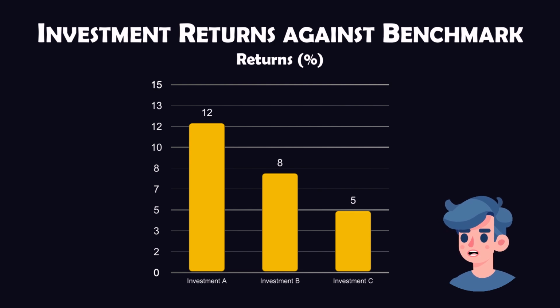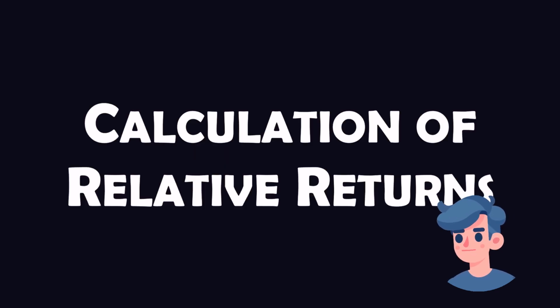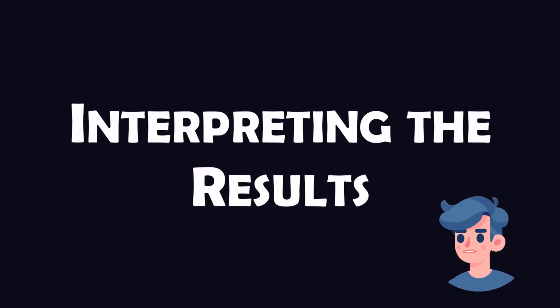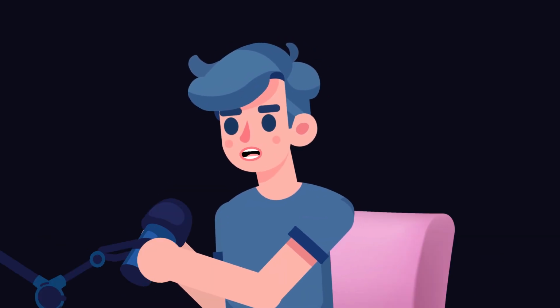Imagine we have three different investments: Investment A, Investment B, and Investment C. The returns are 12%, 8%, and 5% respectively, and the benchmark return remains at 7%. For investment A, relative return equals 12% minus 7% equals 5%. For investment B, relative return equals 8% minus 7% equals 1%. For investment C, relative return equals 5% minus 7% equals -2%. Based on these calculations, investment A outperformed the benchmark the most, while investment C underperformed.